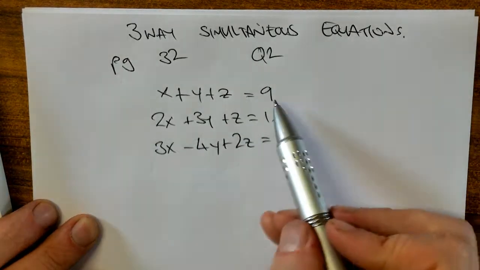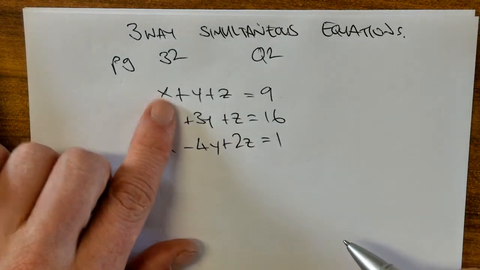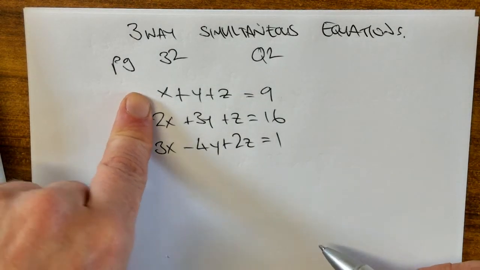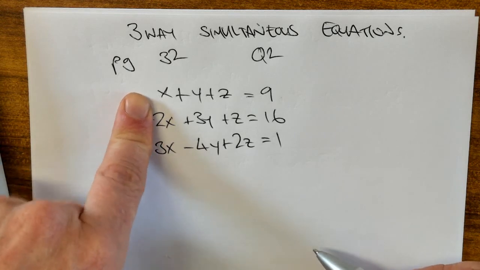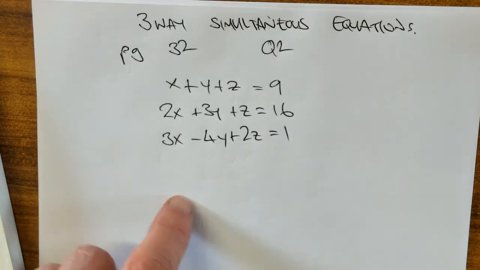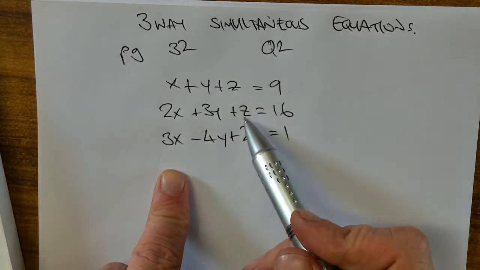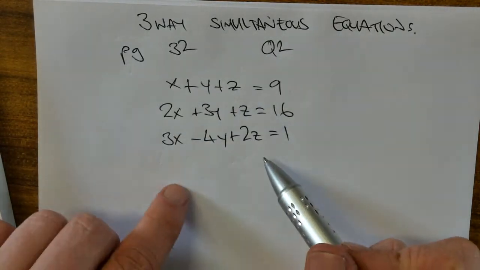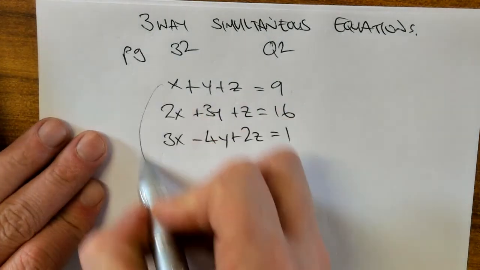Okay, so I'm going to start with this one, and I'm going to make one of these the subject. It doesn't really matter which one you make the subject. Either way it should all work. So you can make x, make y, or make z. I just see that there's one z here, so I might do that. Actually, I'll just do x because most people will probably choose x.